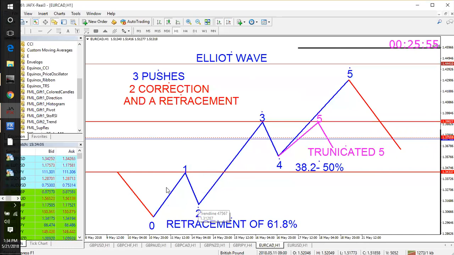Okay, and let me come again and explain the whole move. From 0 to 1 is a push. From 1 to 2 is a correction. 2 to 3 is a push. 3 to 4 is a correction. 4 to 5 is a push. Or to this part is a truncated push. If you didn't get to break this resistance, it is a truncated move.